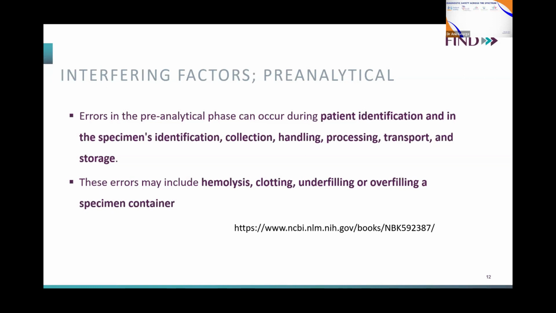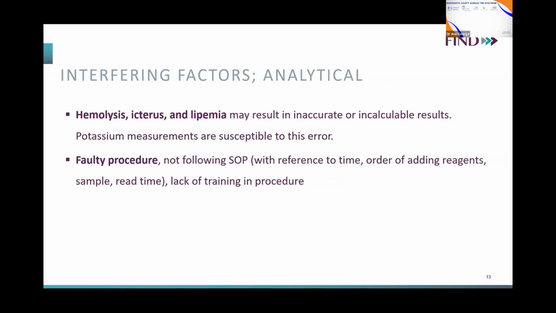Next one, please. So again, hemolysis: bigger machines will flag hemolysis, icterus, jaundice, where you have the presence of bilirubin. Lipemia is a presence of fat in your plasma or serum or whatever.